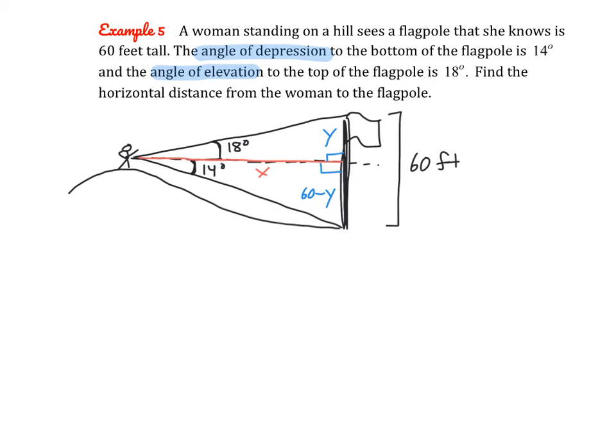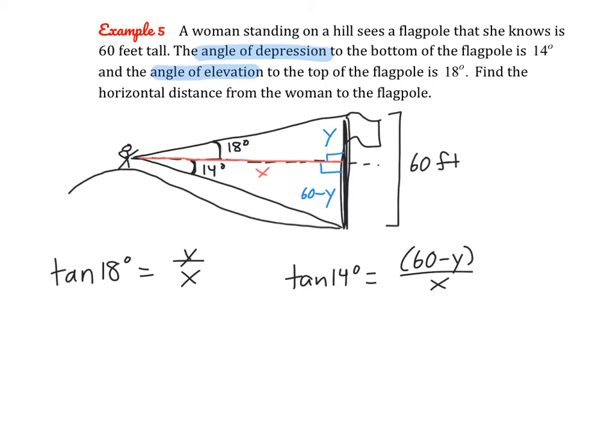So now that I have two variables, I can set up a system of two equations that will help me to solve for x. So let's look at this top right triangle. In my top right triangle, I have an angle, I have an opposite, and an adjacent. So I can say tangent of 18 degrees is y over x. And then in my bottom triangle, I can set up a second equation. I can say tangent of 14 degrees is 60 minus y over x.